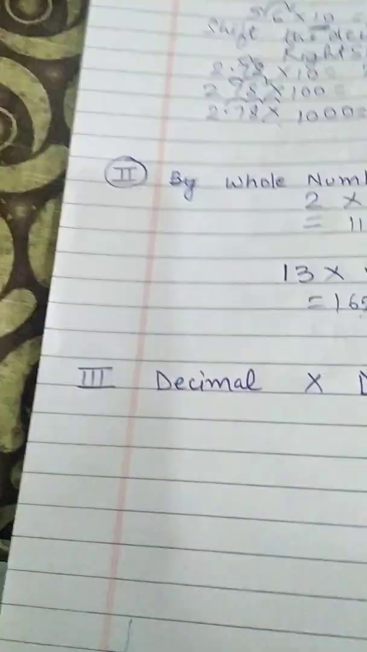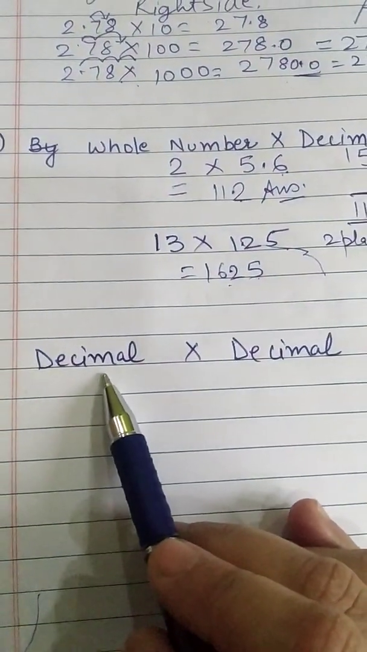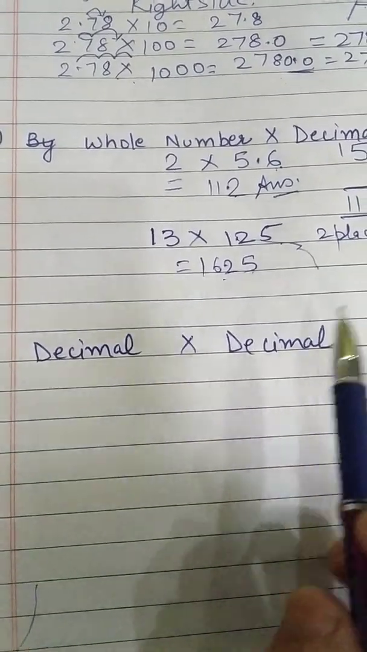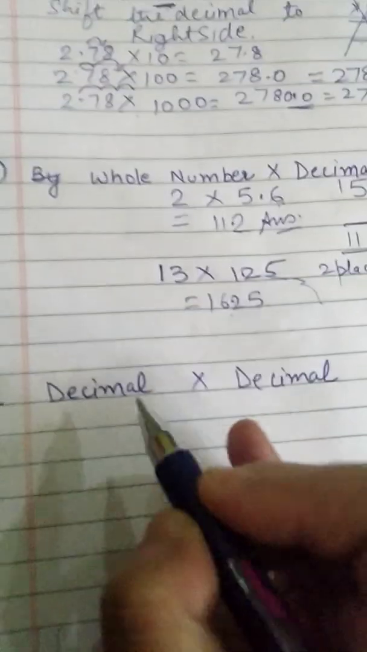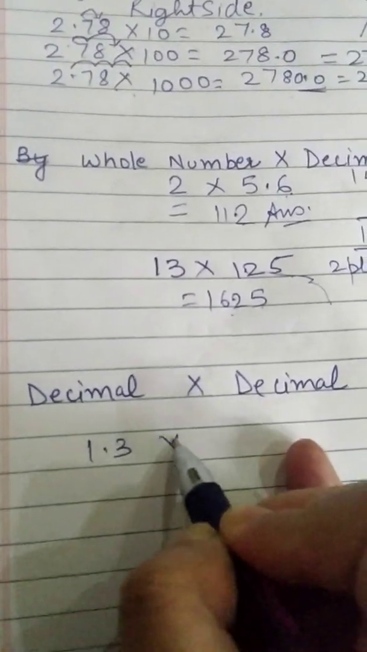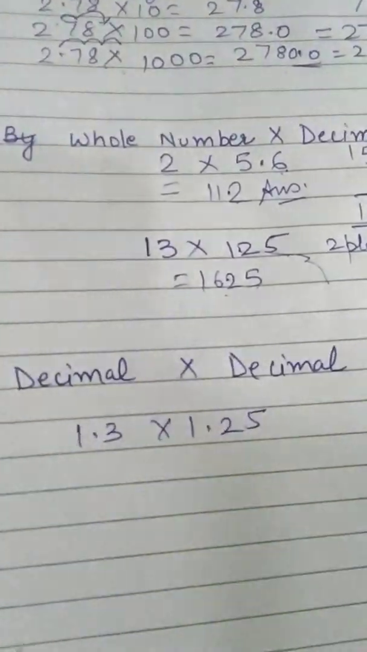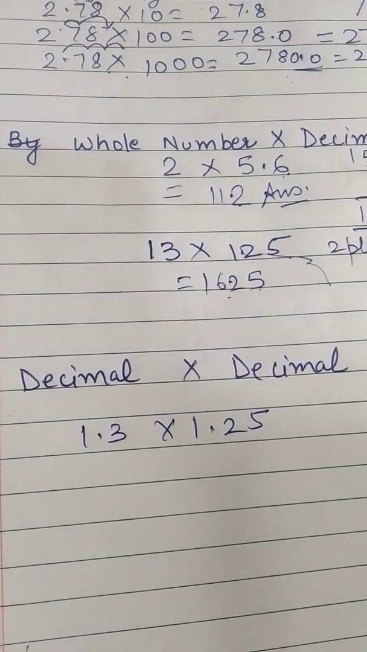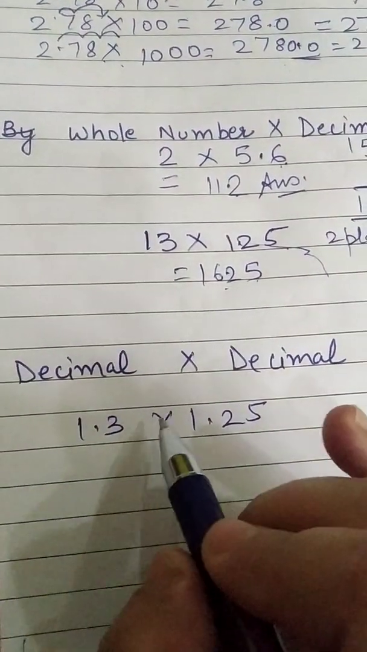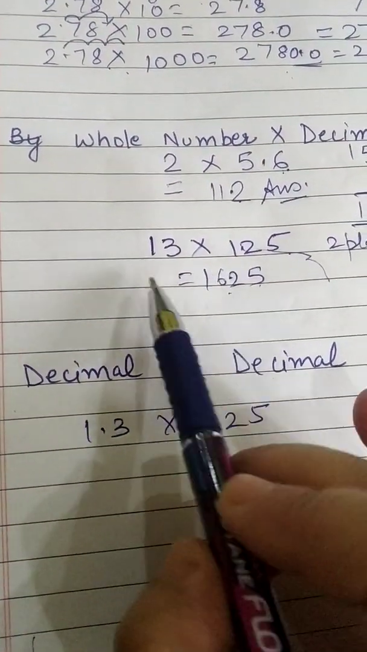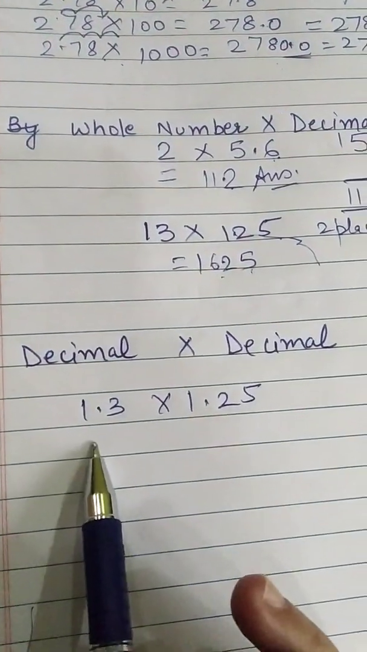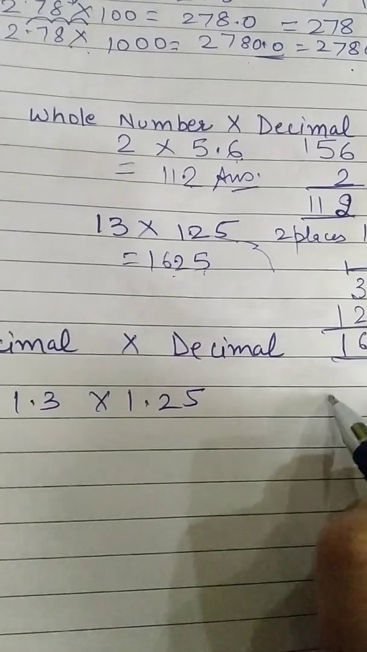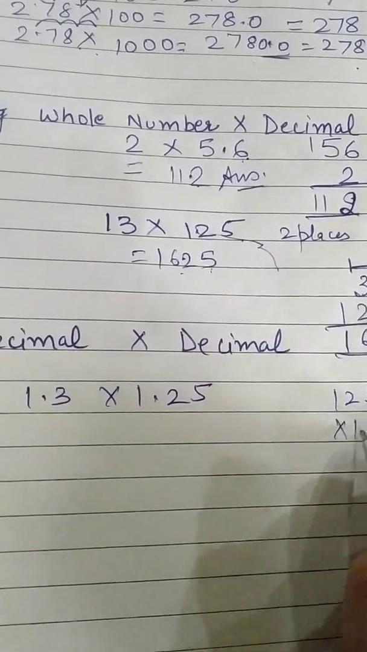Okay. Next, I have taken the third part, decimal into decimal. If I take the same question here, 1.3 into 1.25, I have only added the decimal in the first number also. Earlier we were having one whole number and one decimal number. Here we will be having both decimal numbers. So first we will multiply without the decimal.